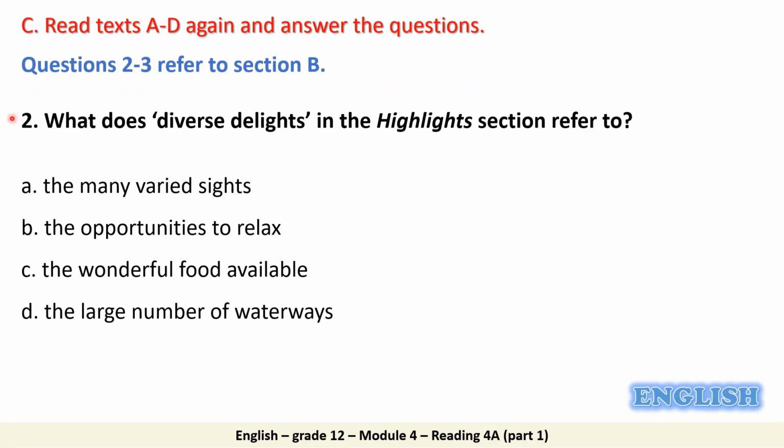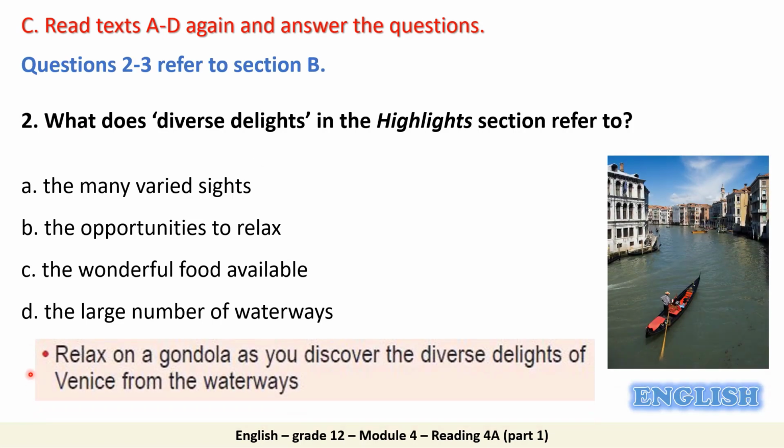Moving on to question 2. And what does diverse delights refer to? This is the part with diverse delights. Relax on a gondola. This is a gondola. It is a narrow boat with raised point.